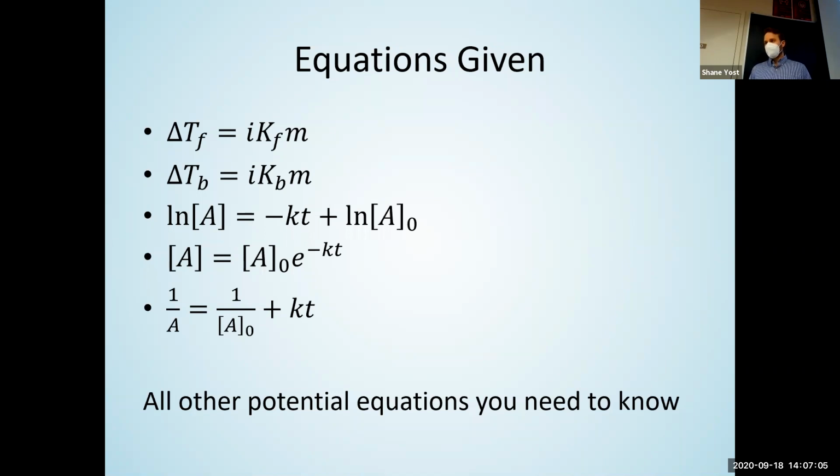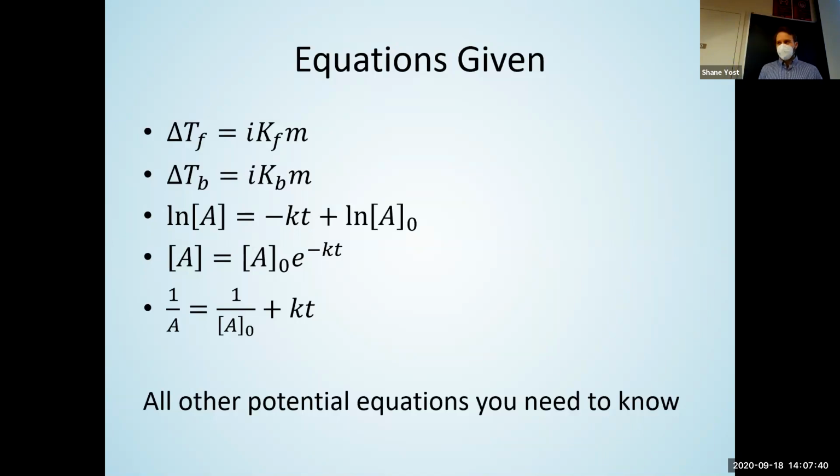The next three equations are related to integrated rate laws. The natural log of the concentration of A equals minus kt plus the natural log of the initial concentration of A, and the concentration of A equals A naught times e to the minus kt. Those two equations are both the first order integrated rate law. The second equation there, 1 over A equals 1 over A naught plus kt, is for the second order integrated rate law. Those are the equations that are given for this exam.